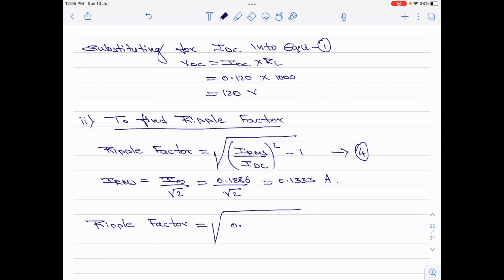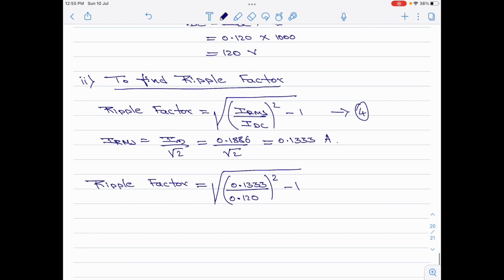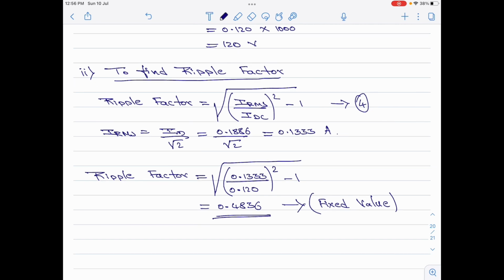IRMS is 0.1333, IDC is 0.120, whole square minus 1. Solving this, you will get 0.4836. This is a fixed value for a bridge rectifier. In the examination, if I ask this question, you can directly write 0.4836 is the ripple factor for a full bridge rectifier. Well, that is the answer for part B of the question.